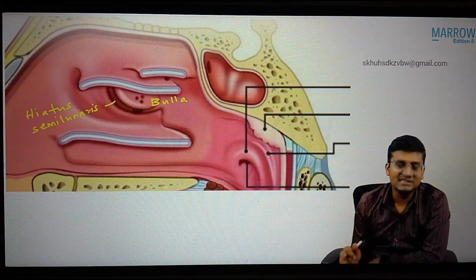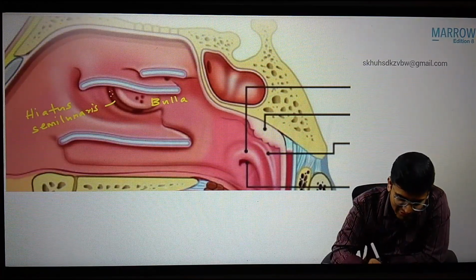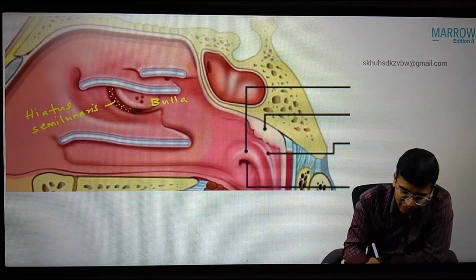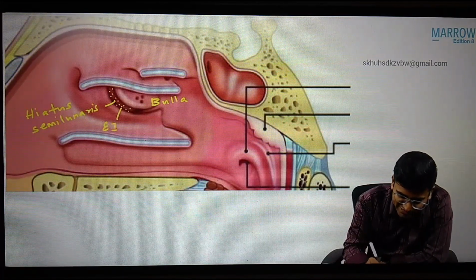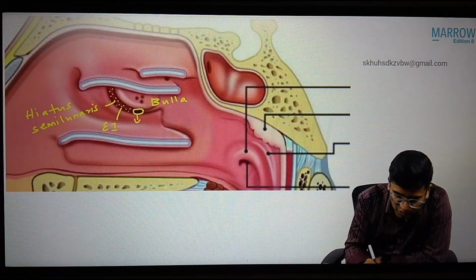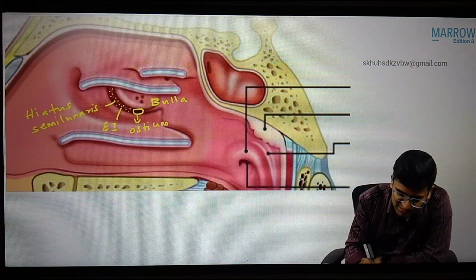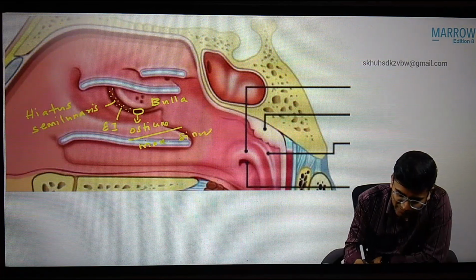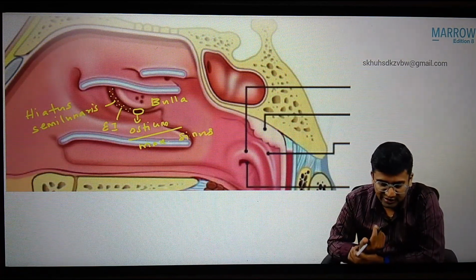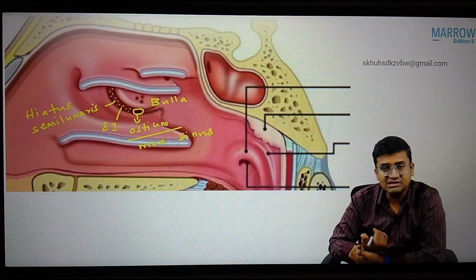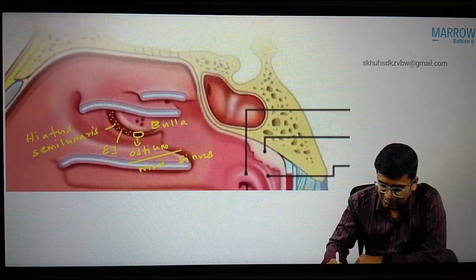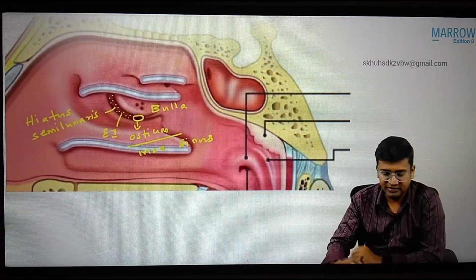If you go inside the hiatus semilunaris, then we have a three-dimensional space. I'm putting some dots now. Yes, that is our ethmoid infundibulum. I'm writing it as EI. If you go inside the ethmoid infundibulum, then we are seeing the opening, the ostium of the maxillary sinus. These three structures, the hiatus semilunaris, ethmoid infundibulum, and the ostium of the maxillary sinus, are called the osteomeatal complex, which receives the frontal sinus, maxillary sinus, and the anterior ethmoidal sinus.